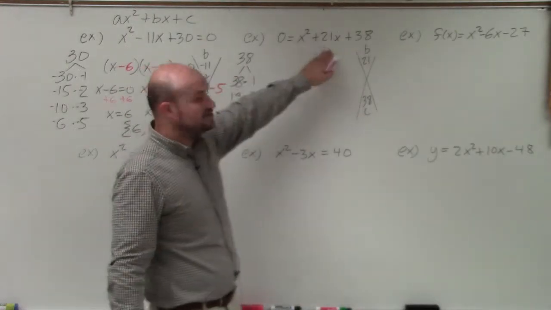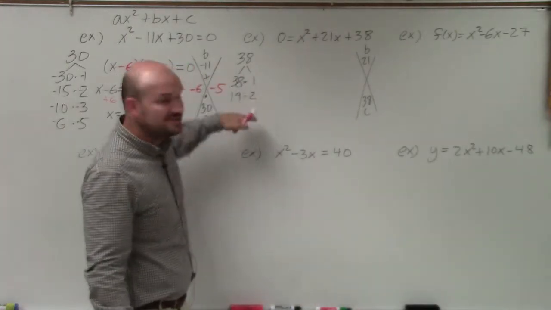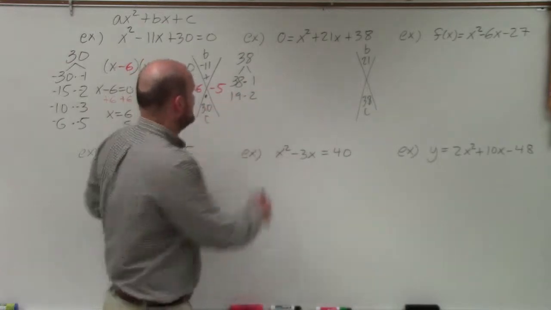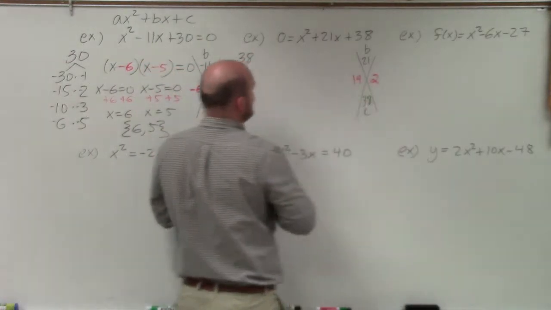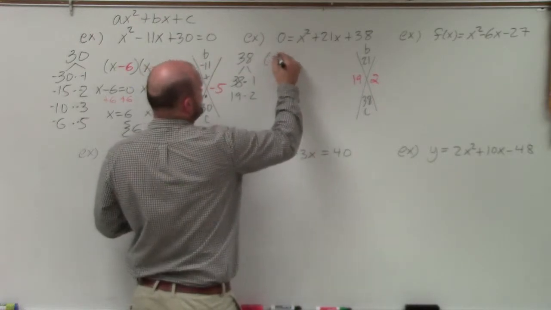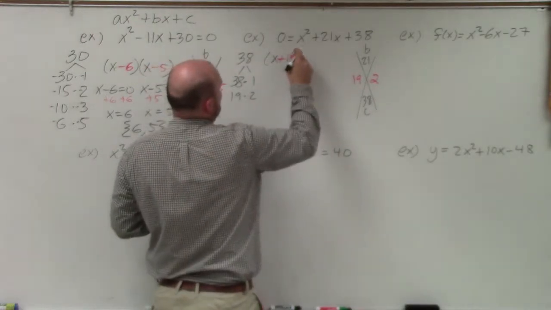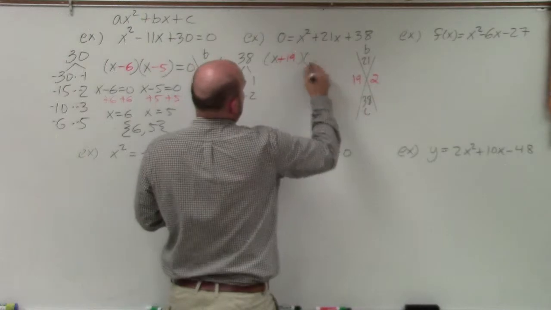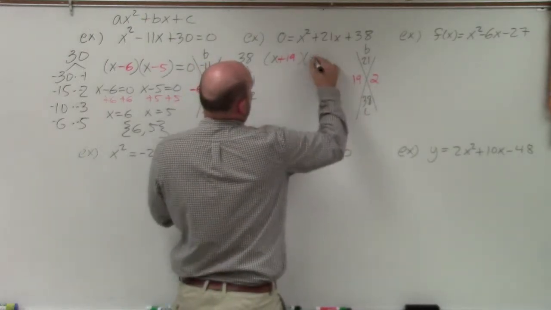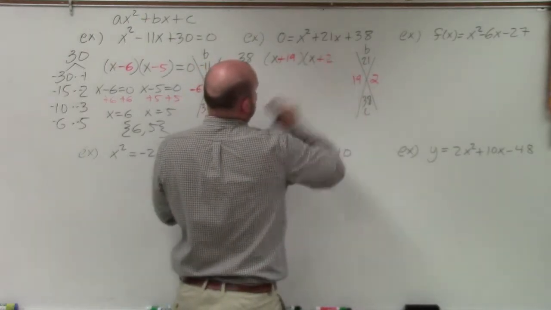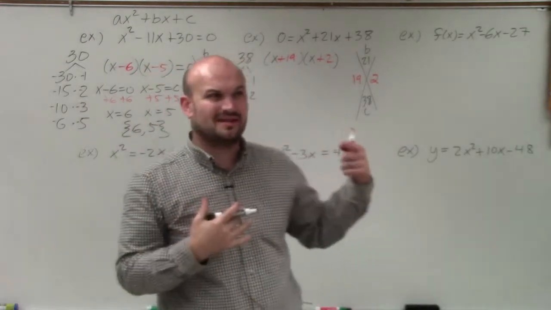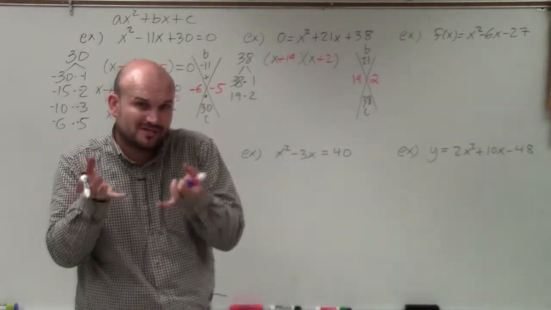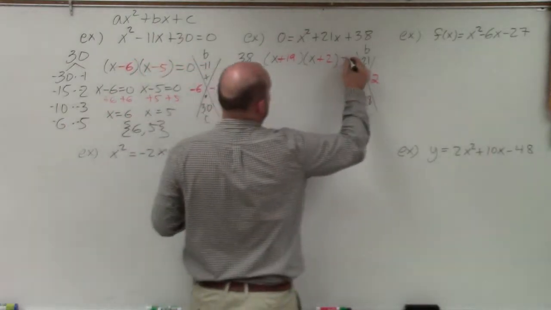Now, since our middle term is positive, we know that these two terms also have to be positive. And you can see that my two values are going to be positive 19 and positive 2. So again, I'll write x plus 19 times x plus 2. And that's already equal to 0. I didn't really explain it. Since the 0 is on the left-hand side, it doesn't really matter. As long as your equation is set equal to 0, you're good.